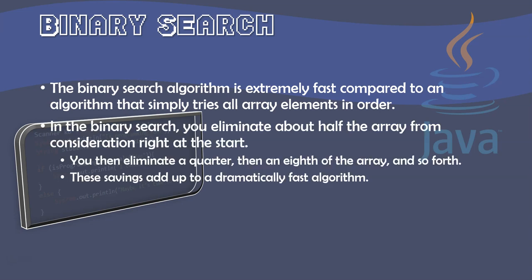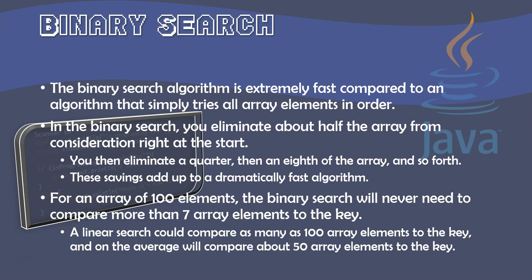In the binary search, you eliminate about half of the array from consideration right at the start, because we know it's either in the front half or it's in the back half. And then once we've done that, we eliminate another quarter, then an eighth of that array, and so on and so forth. These savings can add up really fast and make us a really fast algorithm.